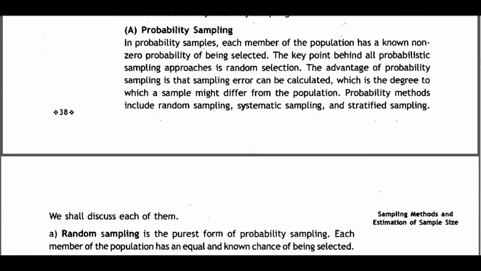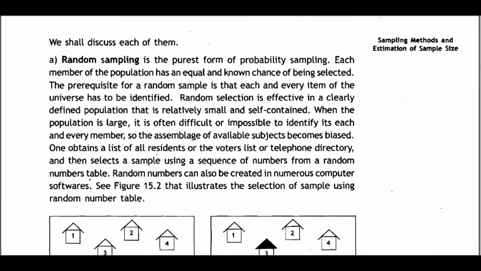A. Probability sampling. In probability sampling, each member of the population has a non-zero probability of being selected. The key point behind all probabilistic sampling approaches is random selection. The advantage of probability sampling is that sampling error can be calculated, which is the degree to which a sample might differ from the population. Probability methods include random sampling, systematic sampling, and stratified sampling. We shall discuss each of them.